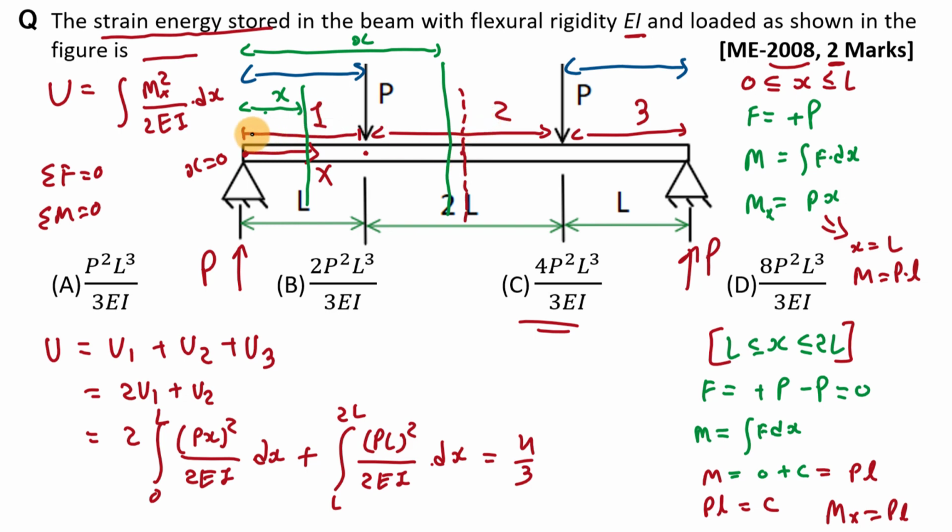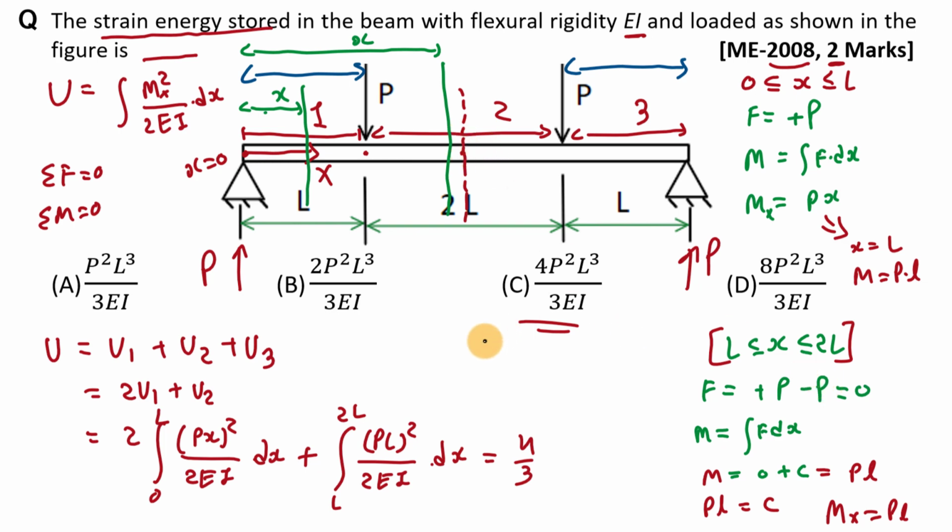So strain energy in this first part and this third part will be same, and this total strain energy is equal to U1 plus U2 plus U3. So it is 2U1 plus U2. And we have the equation to find out U for bending loading condition, that is Mx square by 2EI into dx. Here we only have to find out Mx in this first interval and second interval. In first interval it is easy to find out this bending moment, right? But in the second part it is a little bit difficult. But I hope that you understand this method to find out bending moment in this second interval.